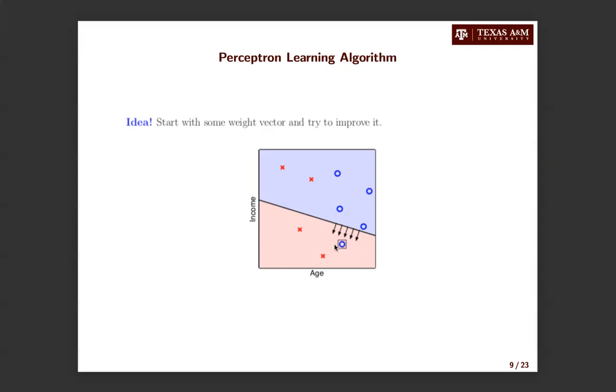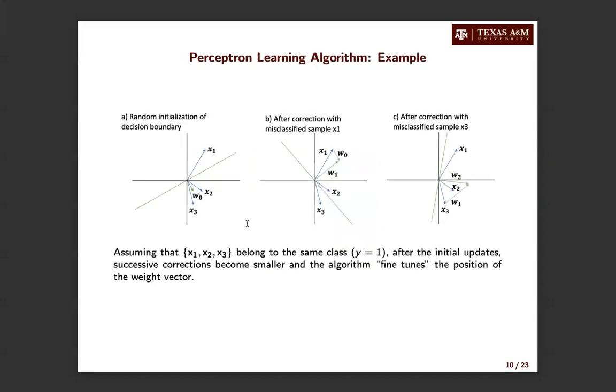Based on this line, some of the samples are classified correctly and some are classified incorrectly. Specifically, if we assume that the red samples belong to the positive class, then these two red samples are correctly classified and these two are incorrectly classified. And similarly, this blue sample here is incorrectly classified. So let's now see, after we have performed this random initialization of our decision boundary, how we can correct it in order to classify our training samples in a correct way as much as possible.